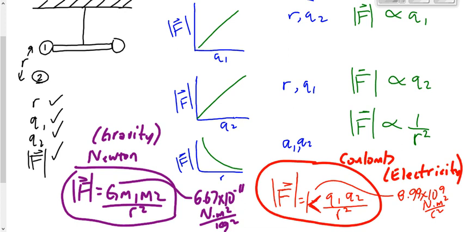How many types of charges do you have? Positive and negative, 2. How many types of mass do you have? 1. It's positive mass, right? There's no such thing as negative mass. So if you had 2 different kinds of mass, then it would be conceivable that you would have a repulsive gravitational force, but you can't have that.